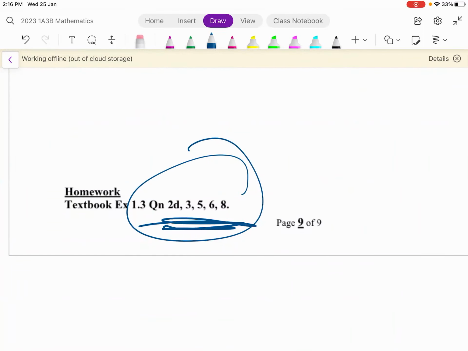Okay, when is our next lesson? Tomorrow got lesson? Yeah, 1 period. Okay, bring this tomorrow, class 10.